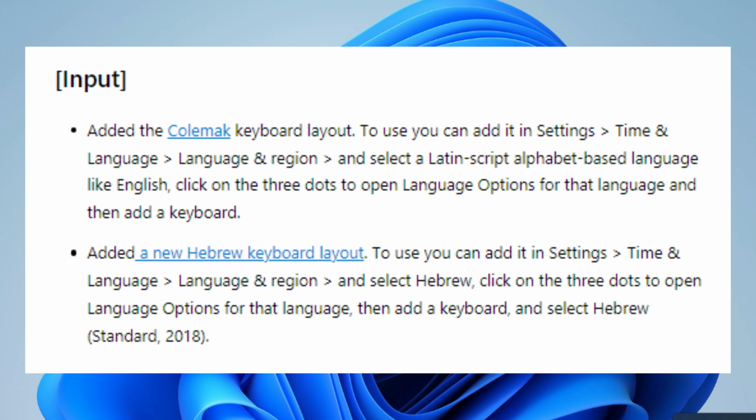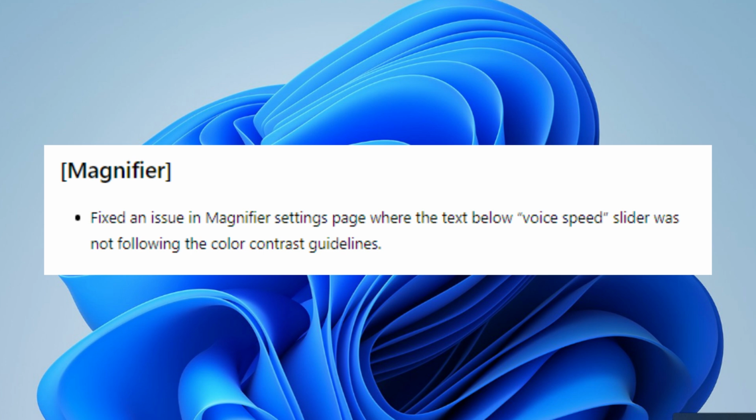Added a new Hebrew keyboard layout. To use, you can add it in Settings > Time and language > Language and region, and select Hebrew. Click on the three dots to open language options for that language, then add a keyboard, and select Hebrew Standard 2018. Magnifier. Fixed an issue in the Magnifier settings page where the text below the voice speed slider was not following the color contrast guidelines.